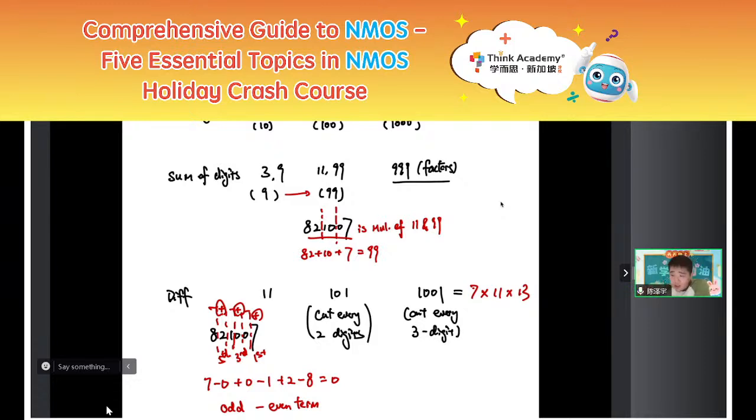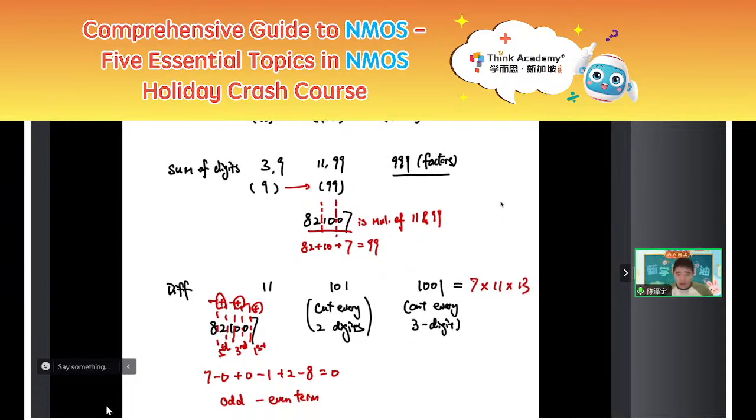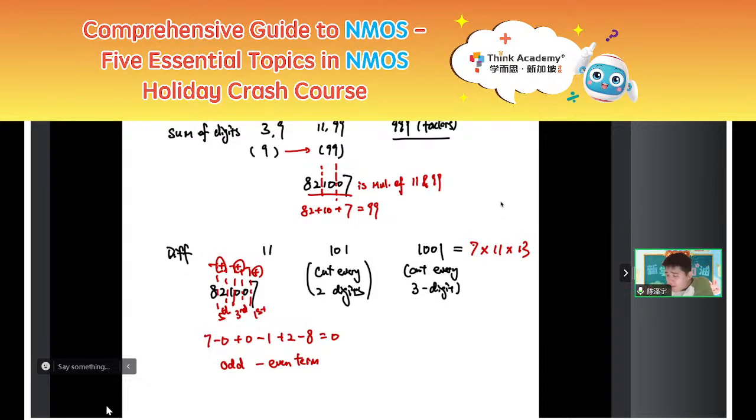So for all these three numbers, the divisibility rule we can use is to cut every 3-digit group and take the difference to find it out. Okay, so let me randomly write down some number, maybe 985431. Now this is not that easy to calculate because you'll get some negative numbers. Let's flip it around: 123679. All right, 123679.